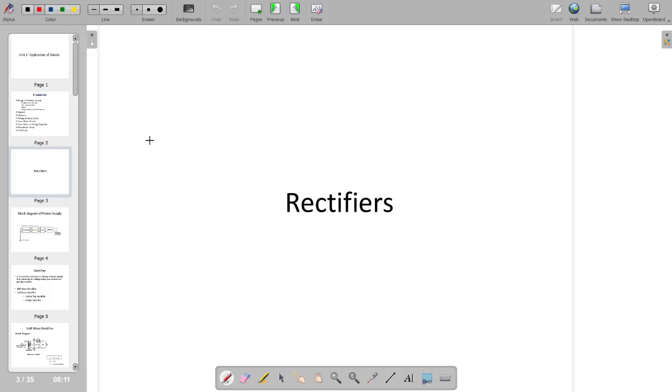Hello everyone. Today we are going to discuss diode applications, in which the most important application is the rectifier. A rectifier is a circuit which converts a pure AC into a pulsating DC.